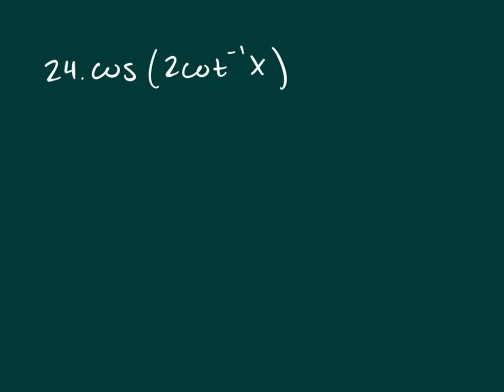For 24, we have cosine of 2 cotangent inverse of x. My triangle is exactly the same as it was in the previous problem, so I'm just going to copy it.